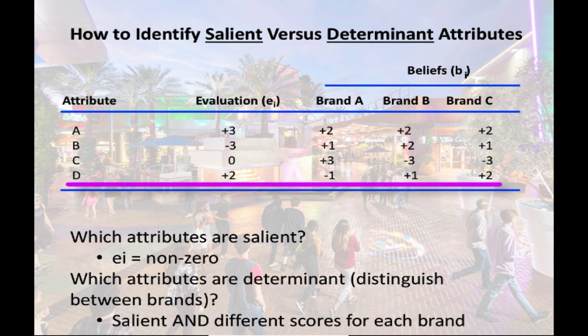So this would be a determinant attribute. Again, because there's different scores for each brand. We're not just looking for 2 brands that are different but 2 that are alike. We want different scores for each brand. That's going to be the best bet to focus our resources, our marketing budget, on trying to change in order to influence consumer attitudes toward our brand.